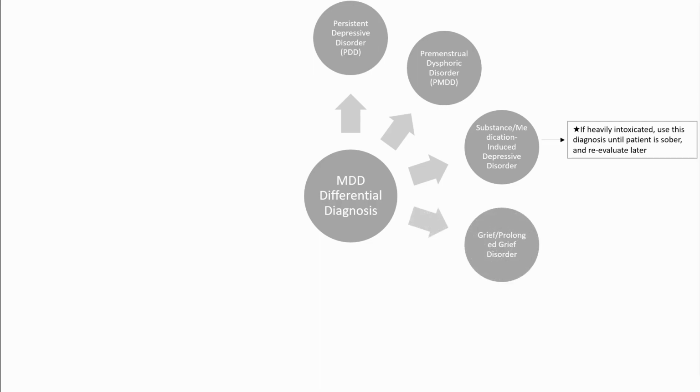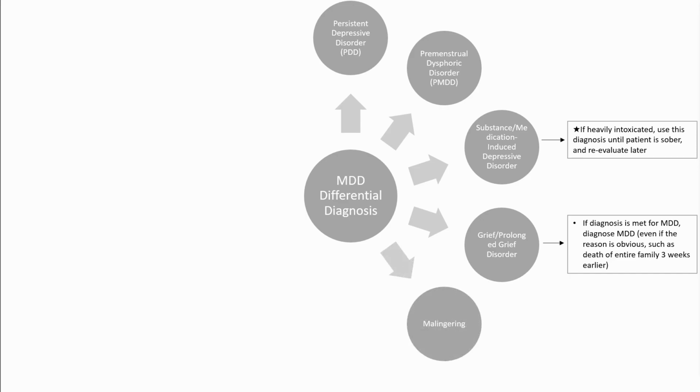In the context of grief, a patient may also have comorbid major depressive disorder. If criteria are met for MDD, MDD should be one of the patient's diagnoses. You might also encounter patients who are in the hospital for some sort of secondary gain. So in this case, you might want to pay close attention to the patient's history and other potential benefits of staying in the hospital for them.